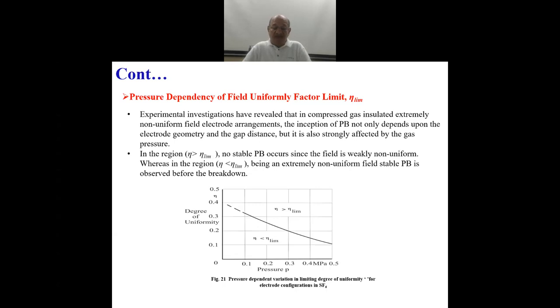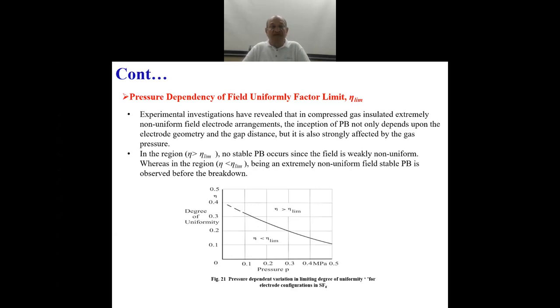We also learnt the typical value of eta limit, the Schweiger factor eta limit, the degree of non-uniformity, which distinguishes between the weakly non-uniform and the extremely non-uniform fields. We know that in weakly non-uniform fields, no partial breakdown takes place, whereas in extremely non-uniform fields, partial breakdown would always precede the total breakdown, complete breakdown, or global breakdown. The value of eta limit is measured.